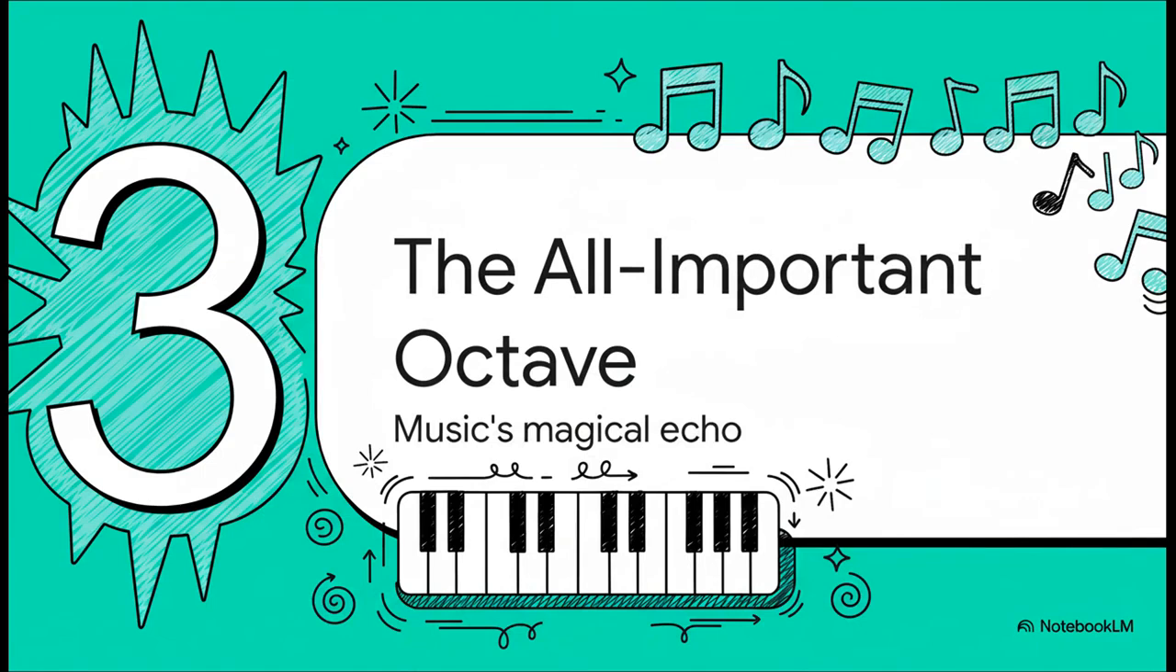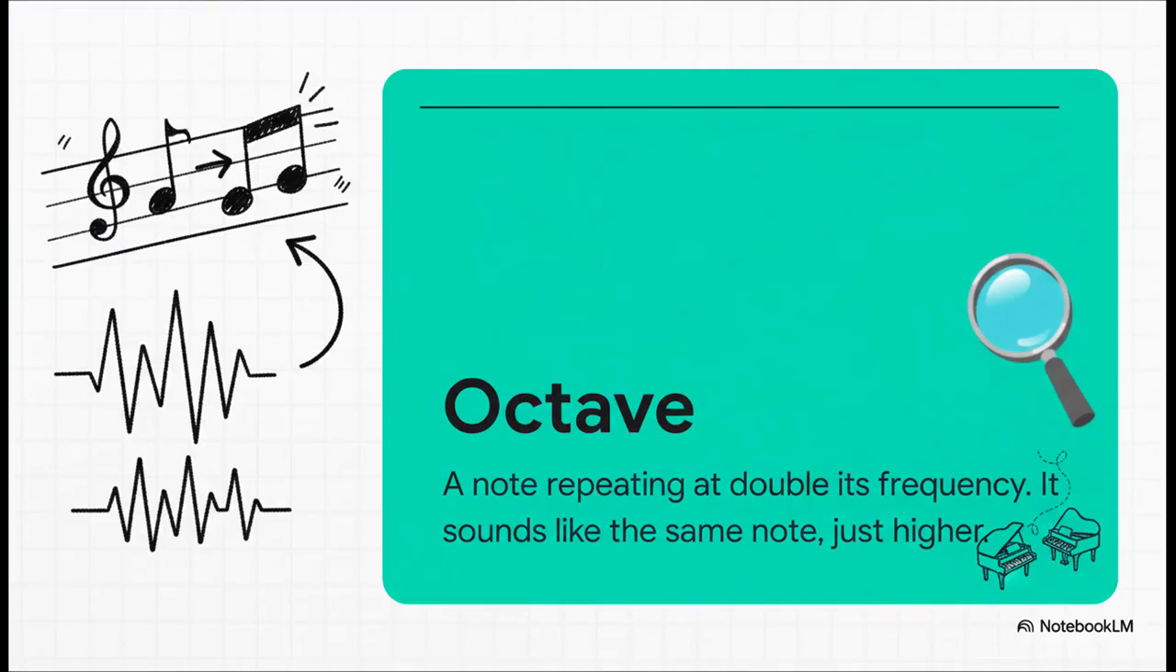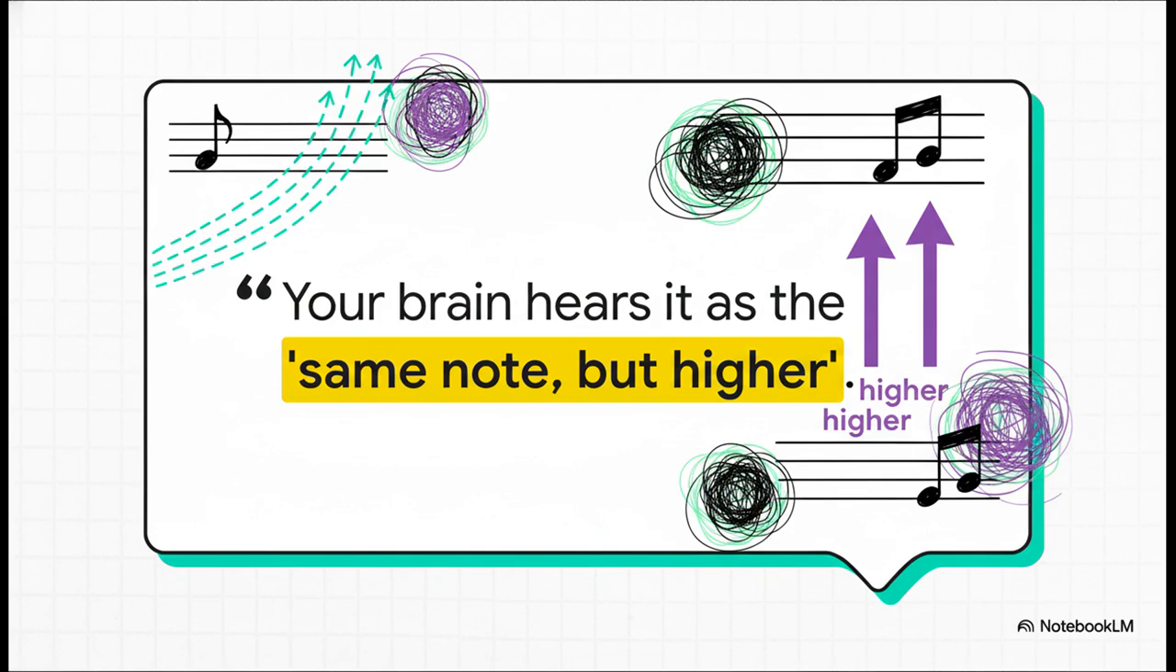All right, pay attention here, because this next concept is probably the most important one in this whole explainer. Let's talk about the octave. I like to think of it as music's magical echo, and it is the key to how music is structured. So the technical definition is that an octave is the distance from one note to the very next note that shares its name. And this happens when the frequency of the vibration exactly doubles. But here's the really wild part: the psychological effect. When you hear a note and then its octave, your brain doesn't really hear it as a totally brand new sound. Instead, it hears the same note, the same identity, just at a higher level. It's like a perfect sonic copy, just shifted up.